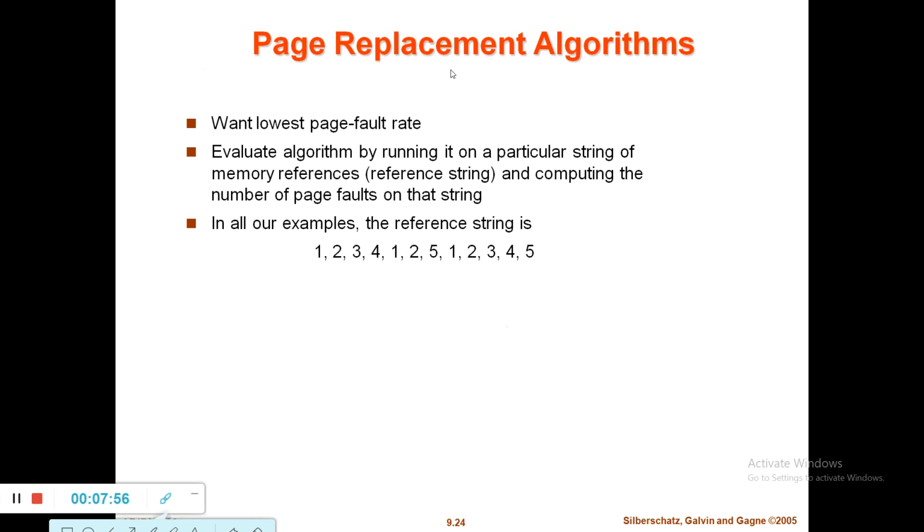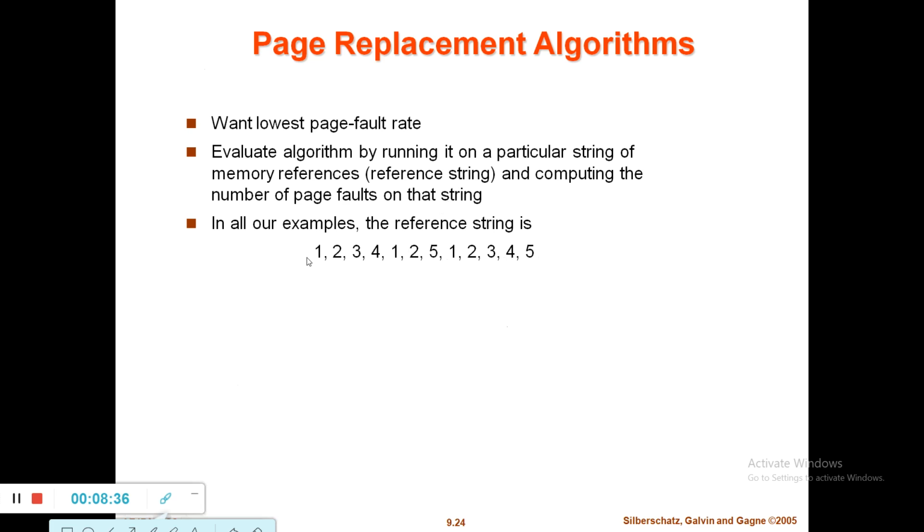We have to select or design page replacement algorithms by considering this. We want the lowest page fault rate, so you design an algorithm that produces the lowest page fault rate, which we will discuss in the later section of virtual memory management. Now evaluate the algorithm by running it on a particular string of memory references and computing the number of page faults on that string. In all our examples, the reference string is 1, 2, 3, 4, 1, 2, 5, 1, 2, 3, 4, 5.